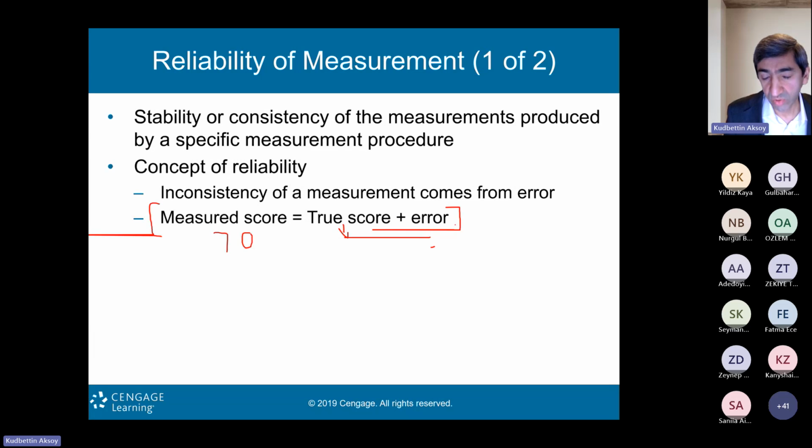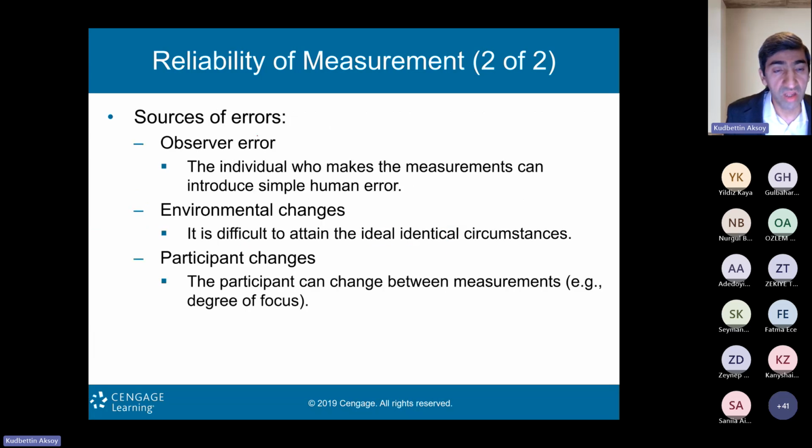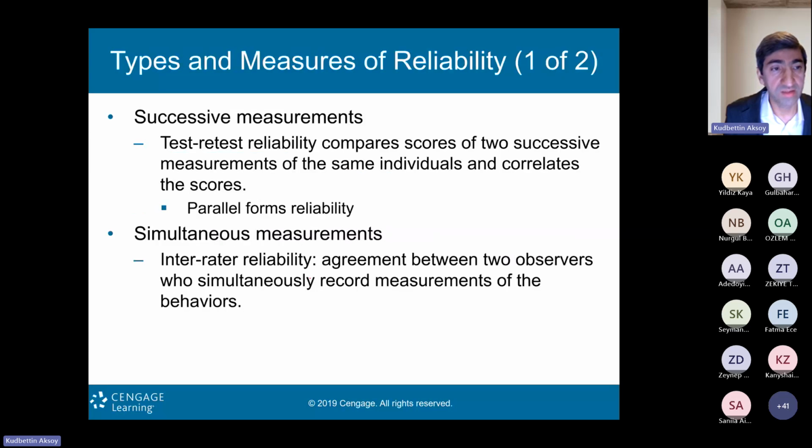So this error, if we focus on this error, where is it coming from? Sources of error. It could be observer error, like when you're grading an essay and you're not grading it correctly, human error. It could be an environmental factor: the room is too cold, the room is too hot, and so on and so forth. It could be that the test taker just didn't have a good day, has a headache, or other individual factors.